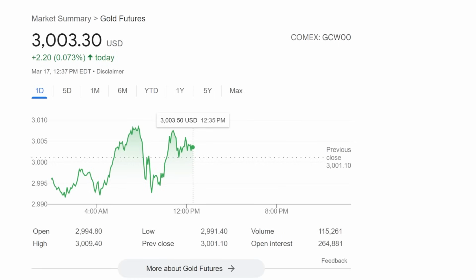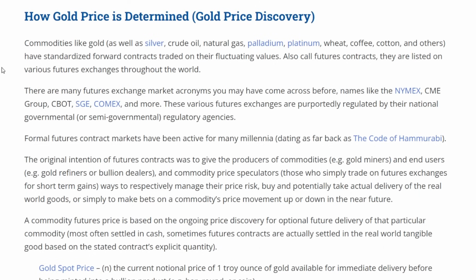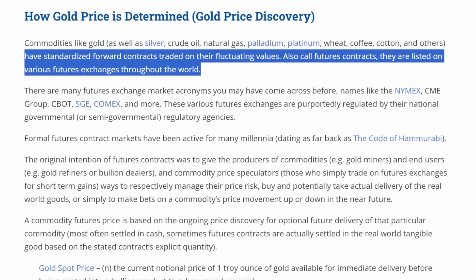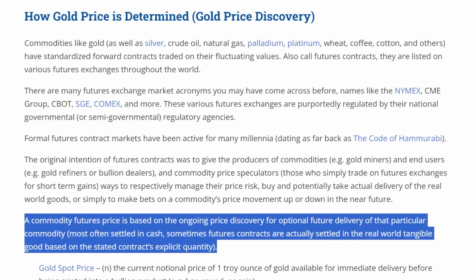I want to start with gold futures. What are these and why are they important? Well, according to this article, they say commodities like gold have standardized forward contracts traded on their fluctuating values, also called futures contracts. They are listed on various futures exchanges throughout the world. They go on to say a commodity futures price is based on the ongoing price discovery for optional future delivery of that particular commodity, most often settled in cash. Sometimes futures contracts are actually settled in the real world tangible good based on the stated contract's explicit quantity. So basically, it's a price for a future optional delivery of that commodity.